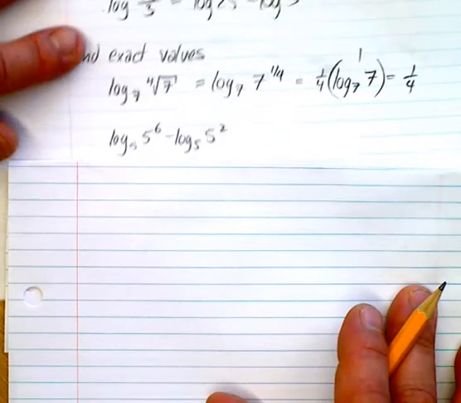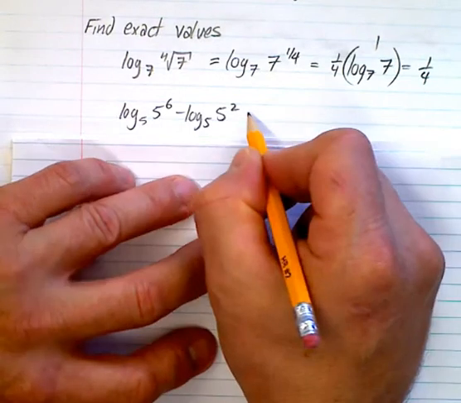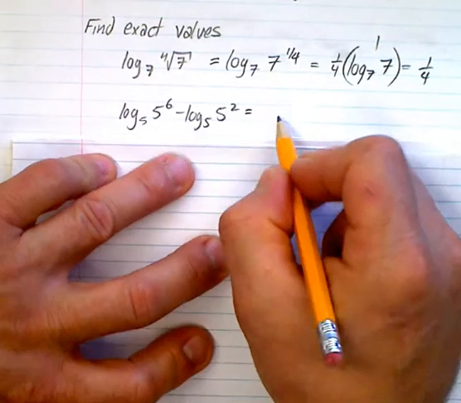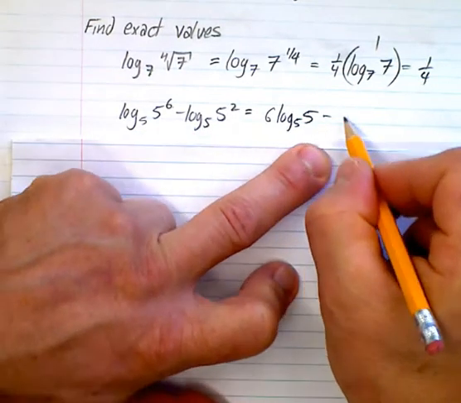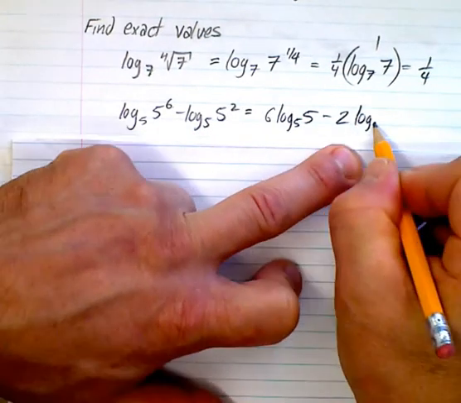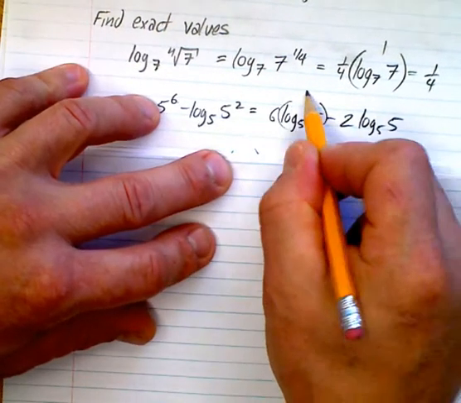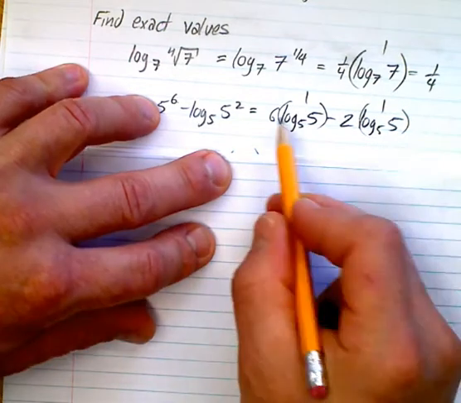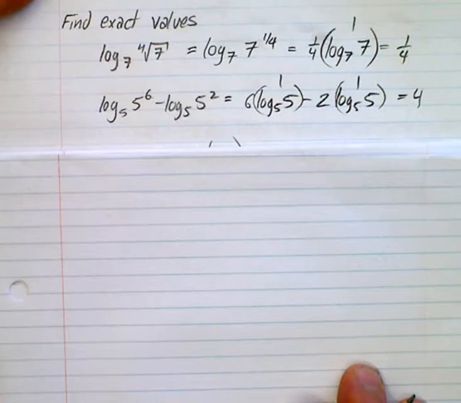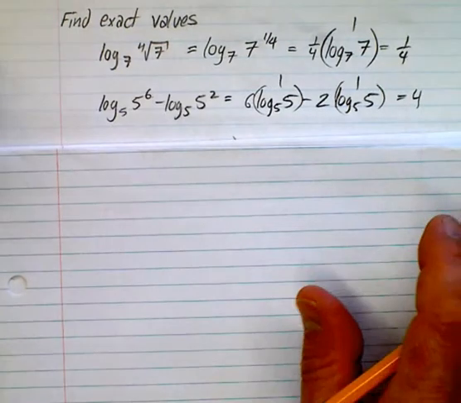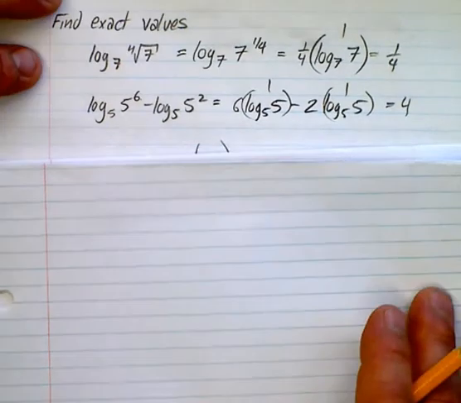So here we go. Find exact values. What do you think we can do with this? The 6 comes down, boom, 6 log base 5 of 5, minus, the 2 can come down, 2 log base 5 of 5. And I'm hoping that you can see that this is a 1, that is a 1, so you get 6 minus 2, which is 4. Okay? These are simple ones just to exemplify the ideas and the concepts. If you look in the book, obviously they'll start easy and they get harder.